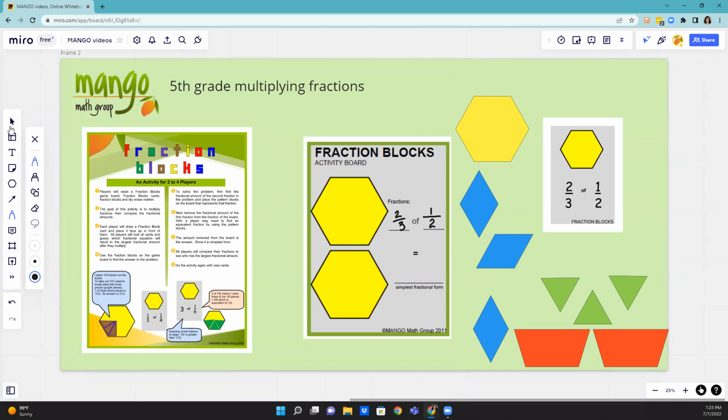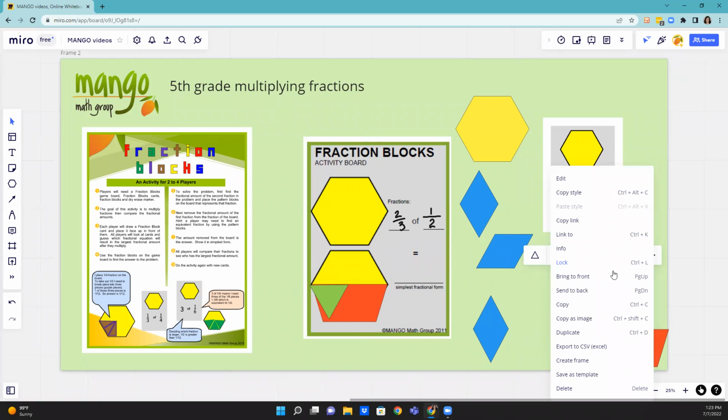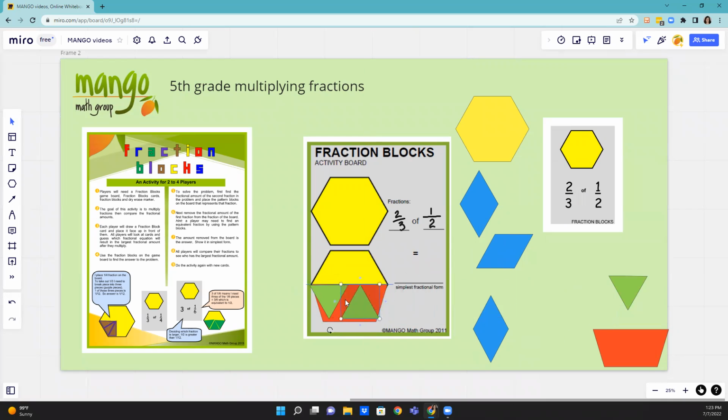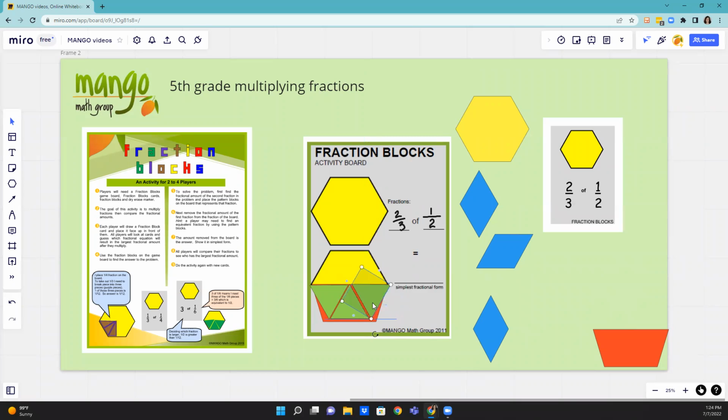So we want to start with our half, which is this red piece right here. And we want to divide that half up into thirds. Let me bring these forward. Notice it doesn't fit exactly because I couldn't get that parallelogram to work for me to come out to the right size, but you get the idea. So I could take three of these, bring these all to the front, and fill in that space. So it takes three of them to fill in that space. So two thirds of one half.